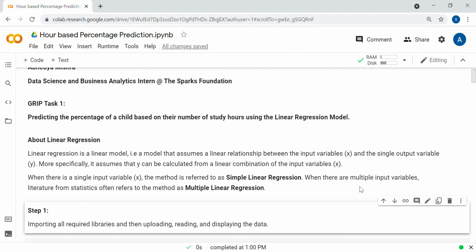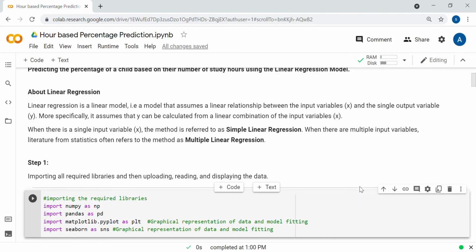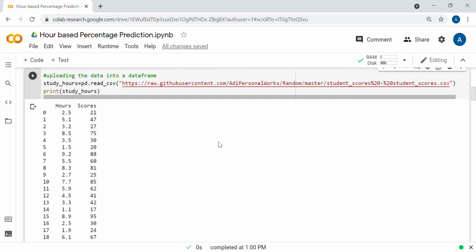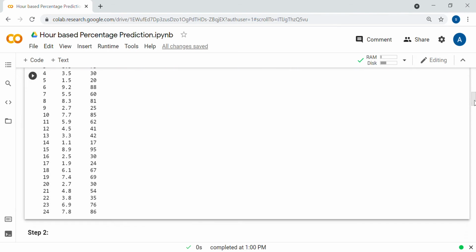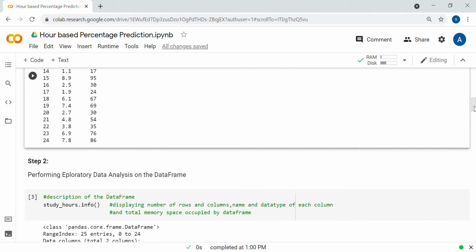So in step 1, we have imported all required libraries such as NumPy, Pandas, Matplotlib and Seaborn for data visualization. Moving on, we have uploaded the data into a data frame and printed the data frame. So we can see that there are 2 columns in the data frame and a total of 25 entries, that is 25 rows from 0 to 24.